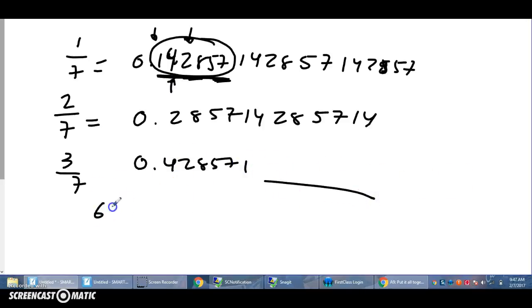Okay. So 6/7, that's the biggest number. So we'll start with the 8. So it'd be 0.857142, 8, 5, 7, 1, 4, 2, and keep going and going and going.